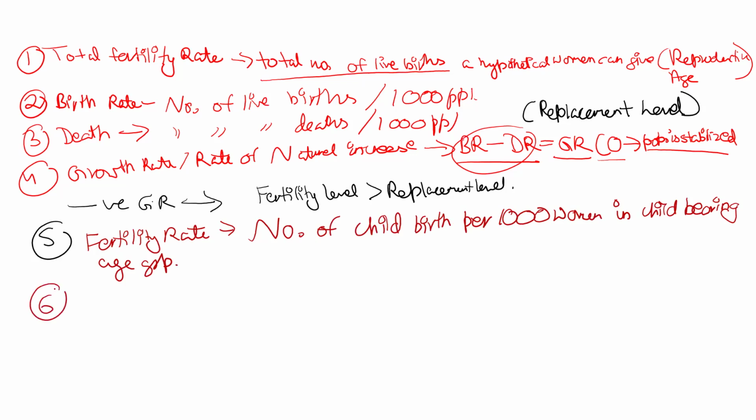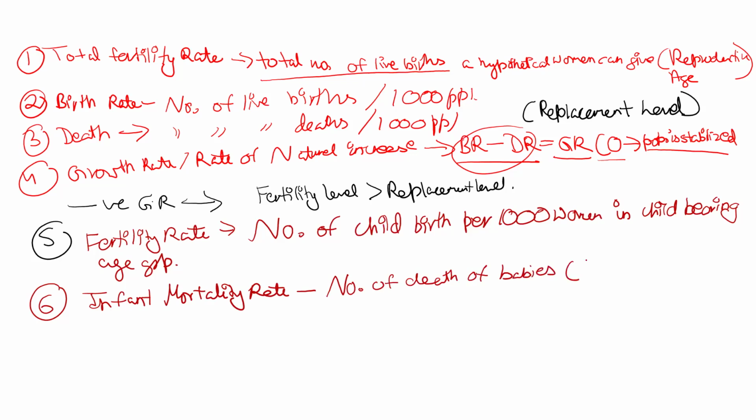Now let's talk about the infant mortality rate. Infant mortality rate is the number of deaths of babies before the age of 1 year per thousand live births. Number of deaths of babies who are less than 1 year per thousand live births.